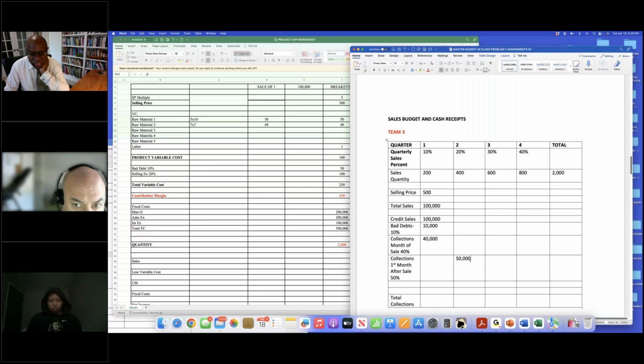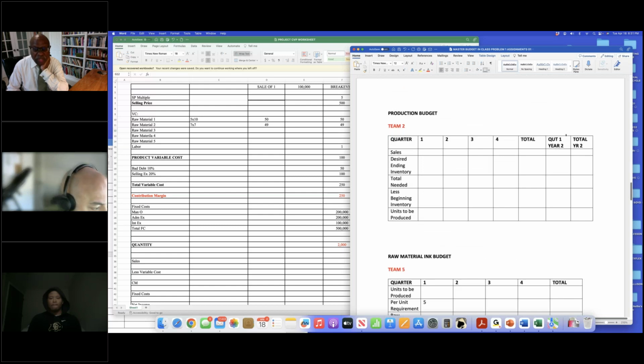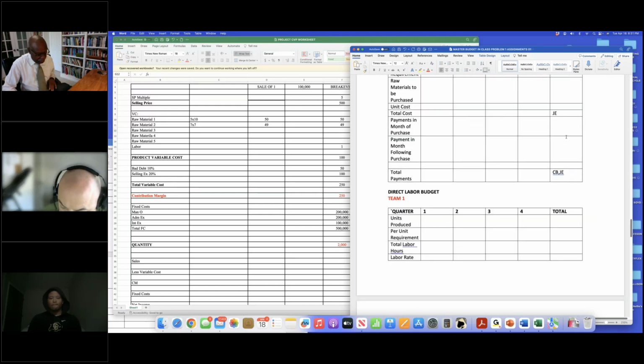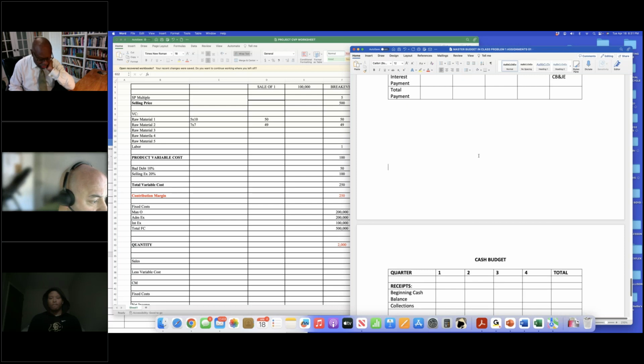So our total collections is 40,000. And what we're gonna do, we're gonna take this 40,000 and go down to our cash budget. And we're gonna put the collections of 40,000 here.